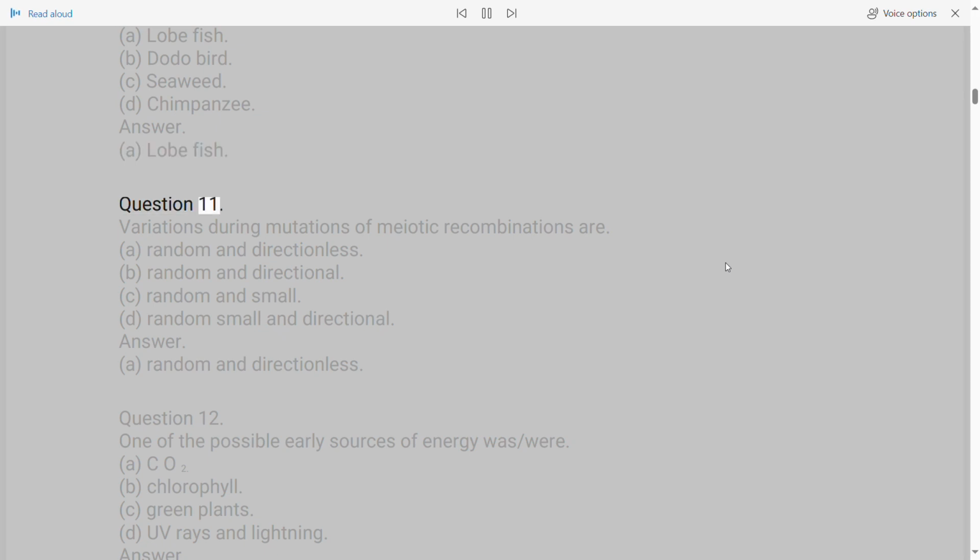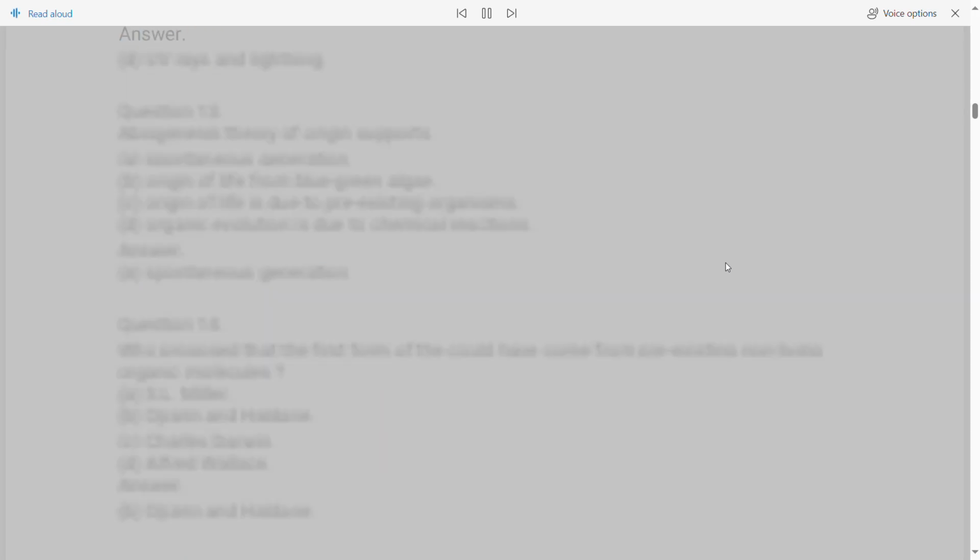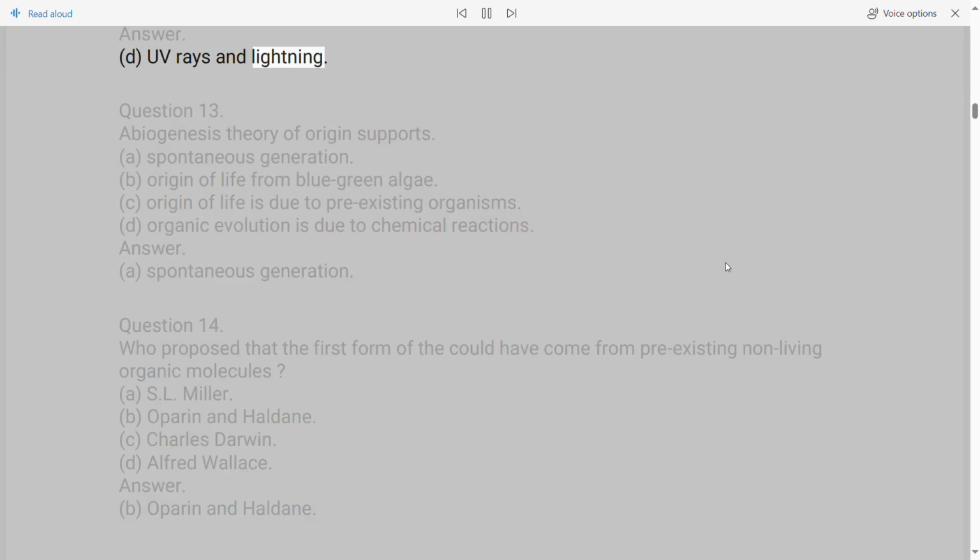Question 11. Variations during mutations or meiotic recombinations are A. Random and directionless. B. Random and directional. C. Random and small. D. Random, small and directional. Answer. A. Random and directionless. Question 12. One of the possible early sources of energy was, were A. CO2. B. Chlorophyll. C. Green plants. D. UV rays and lightning. Answer. D. UV rays and lightning.